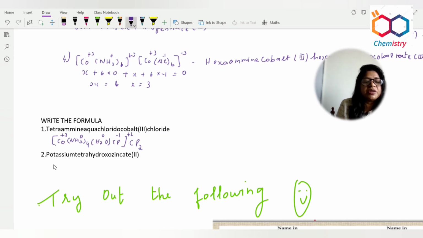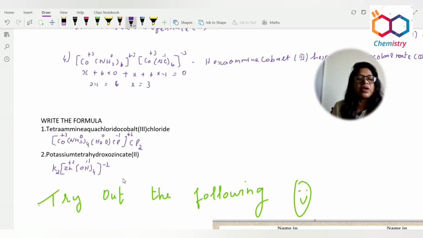Now look at this potassium compound. First we will write K. Now open the square bracket. The central metal ion is zinc. Zincate, right? Zn. Tetrahydroxo. Hydroxo is OH. Tetra. Close the square bracket. Now, what is the oxidation state of zinc? 2. So write here +2, -1. So outside it will be -2. Then here it will be K2. This is how you write the formula from the given name.